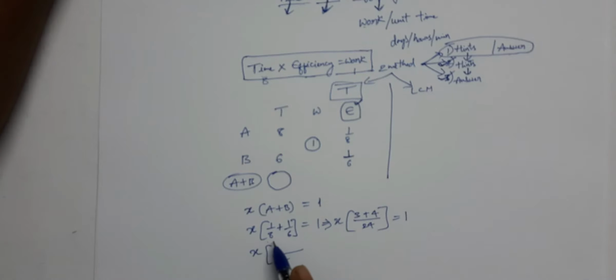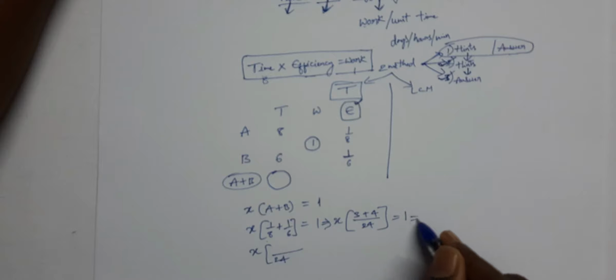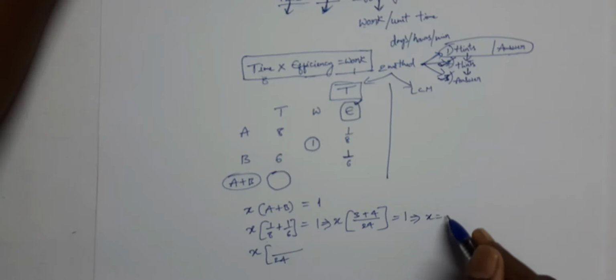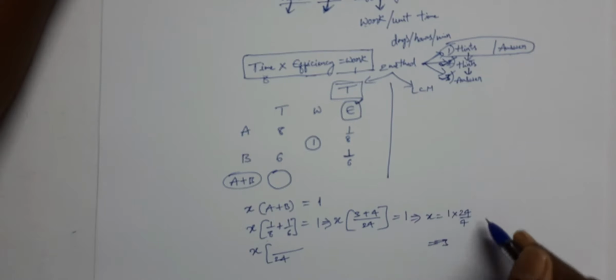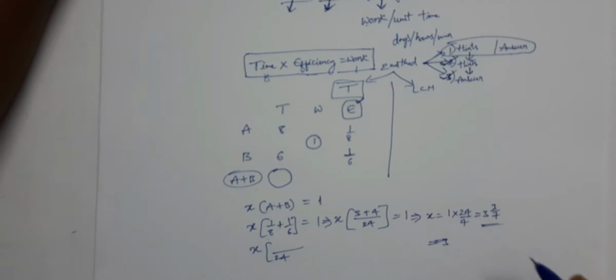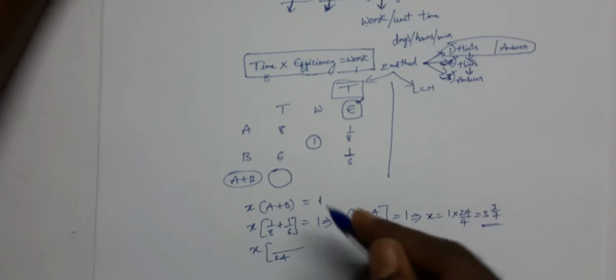The LCM of 8 and 6 is 24. There is no need to take only LCM. You can take any number which is divisible by 8 and 6. 8 3s are 24, 6 4s are 24. So the value which I got is 24 by 7, 7 3s are 21, so 3 and 3 by 7 is my answer in the traditional method.